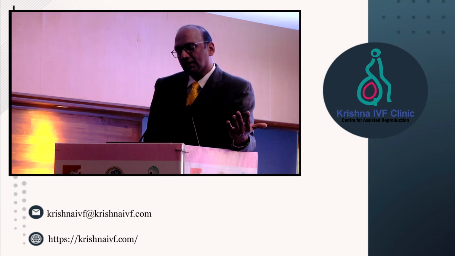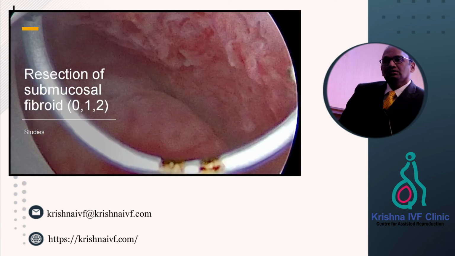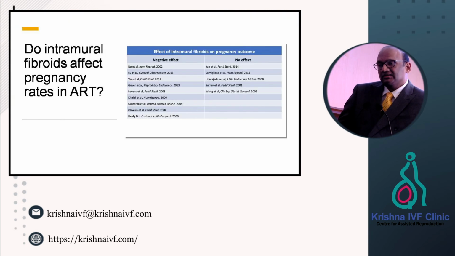When you look at submucosal fibroids, the classification of 0, 1 and 2, which affects the endometrial cavity, the uniform recommendation is to correct the fibroid. But when it comes to multiple fibroids like this, there is conflicting evidence, which I will be showing you. On the left side, where they are showing a negative effect, there are 8 to 10 publications. On the right side, where there is no effect, we see 5 publications.